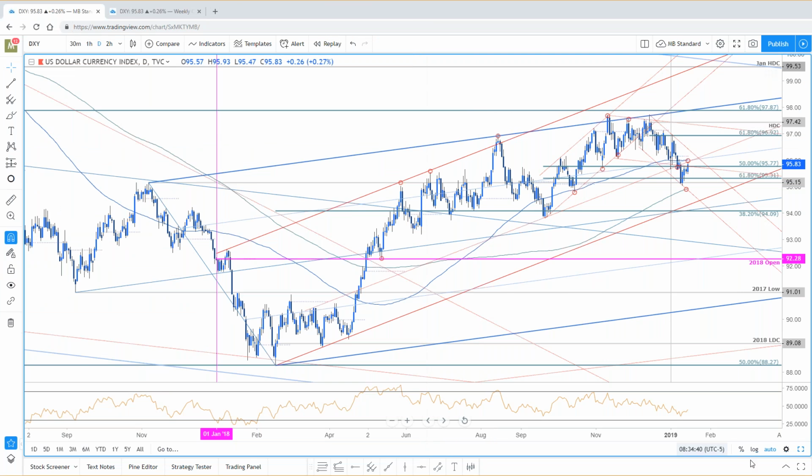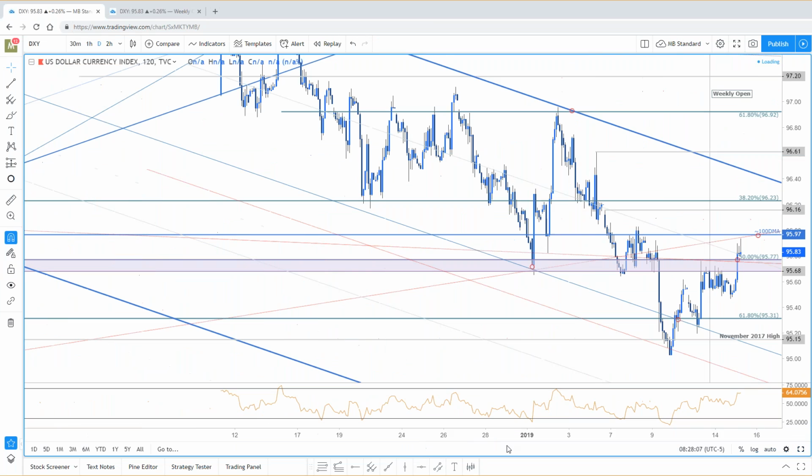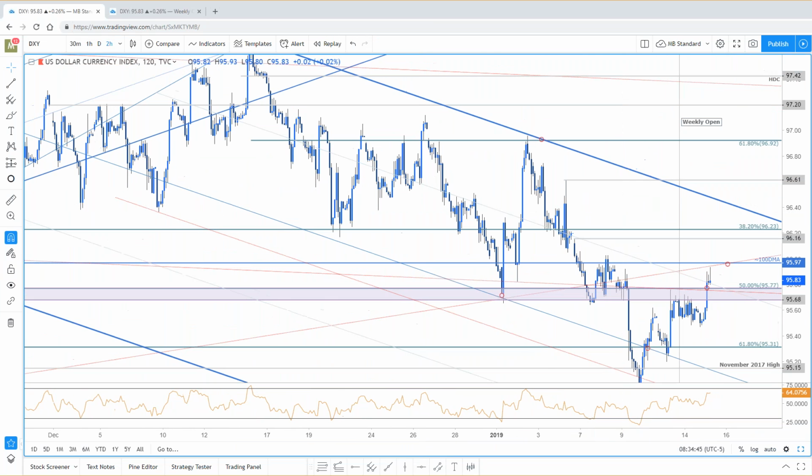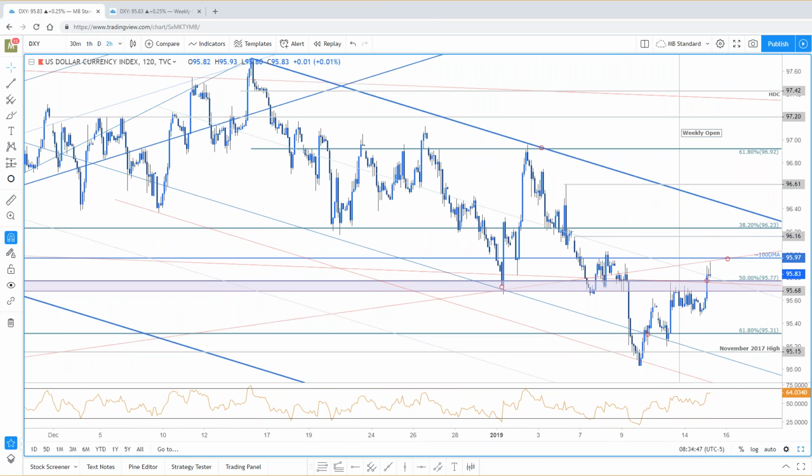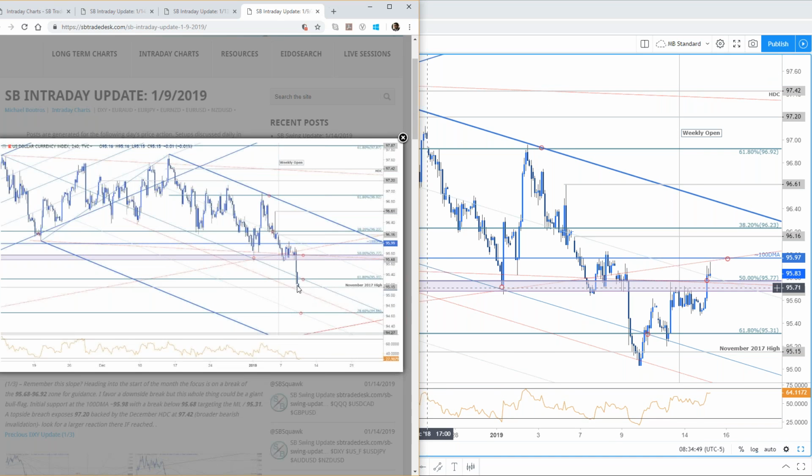Here's the intraday chart for DXY. Just put a side-by-side comparison. That held as support. We dribbled just a little bit lower, came back through 95.31. Here's 95.77 as resistance. 100-day moving average, 96 handle, now at 95.97, a little bit lower. That's basically resistance right now.